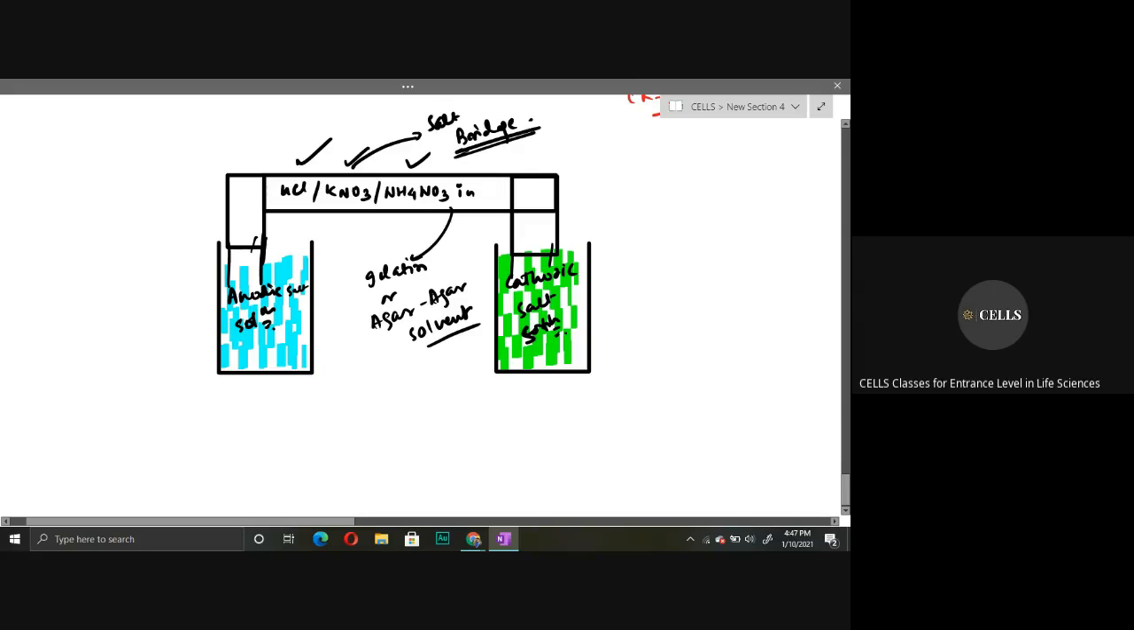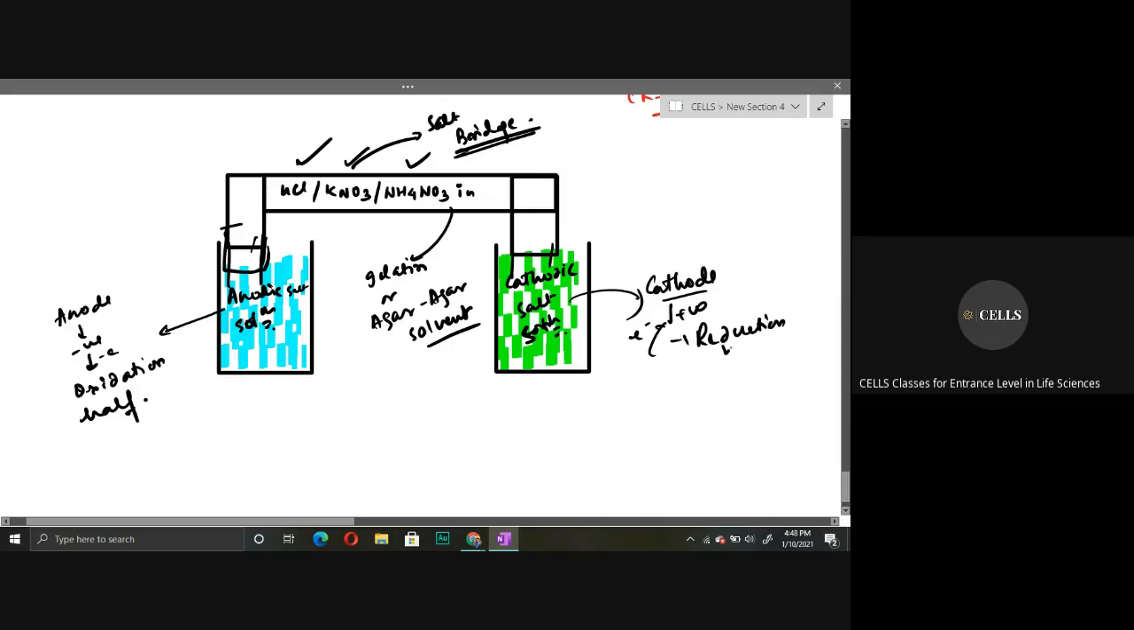Okay. This is the salt bridge. As for the anodic solution, here the anode is negative, meaning it will lose electrons. So this half of the cell is known as the oxidation half. Whereas the cathodic part is positive, so it will gain electrons, which means reduction. So this half of the cell is known as the reduction half of the electrochemical cell.